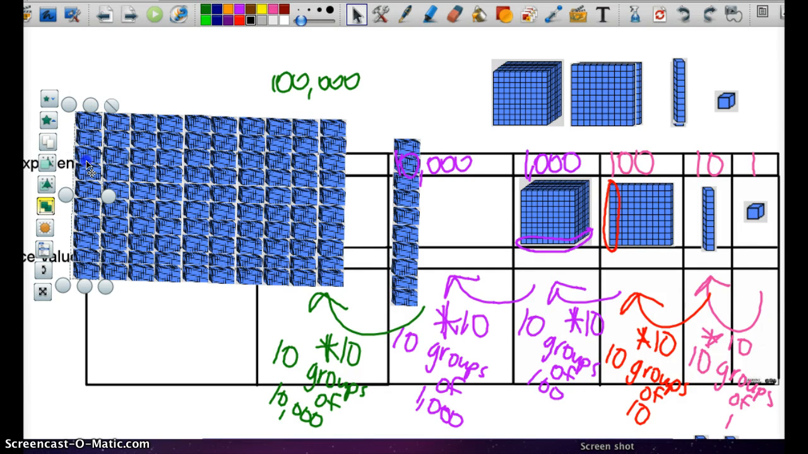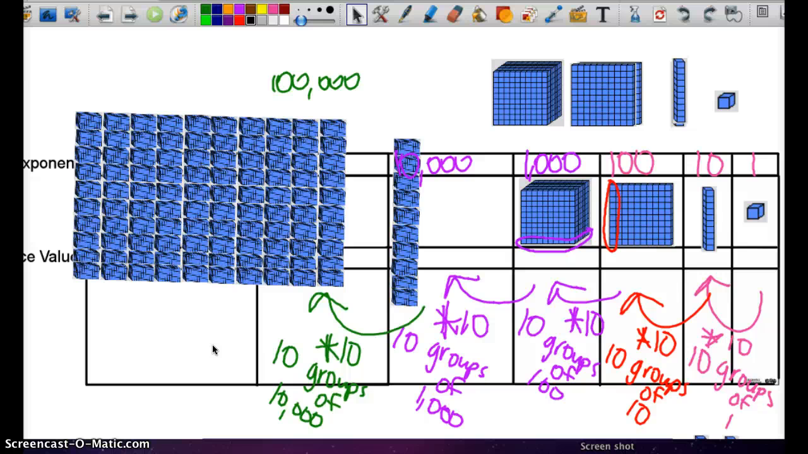You can see it's 1, 2, 3, 4, 5, 6, 7, 8, 9, 10 by 1, 2, 3, 4, 5, 6, 7, 8, 9, 10. So it is actually a square. The image just got a little squashed. So the students are seeing the size of 100,000.